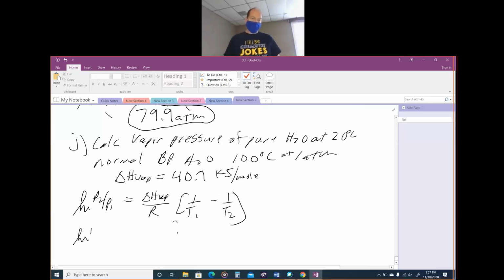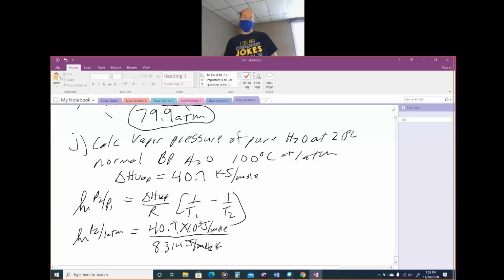All right, so the ln of P2 over 1 atmosphere is equal to 40.7 times 10 to the third joules per mole. I got rid of the kilojoules. K is times 10 to the third, so I just put instead of K, 10 to the third. That means I have to have the 8.314 joules per mole Kelvin. Because if you use the other one, you will not get the units to cancel. You must have the R value that has joules per mole in the units.